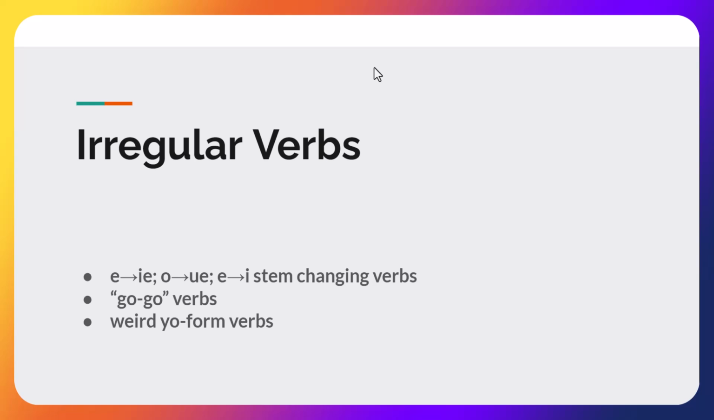Then we've got some verbs that just have a weird form in the yo form. That is, the yo form weirds out on us and does something different. And so everything on that verb might be entirely regular, but there will be something we've got to change in the yo form in order to conjugate the verb. So we've got a few of those as well. So let's go ahead and dive in.